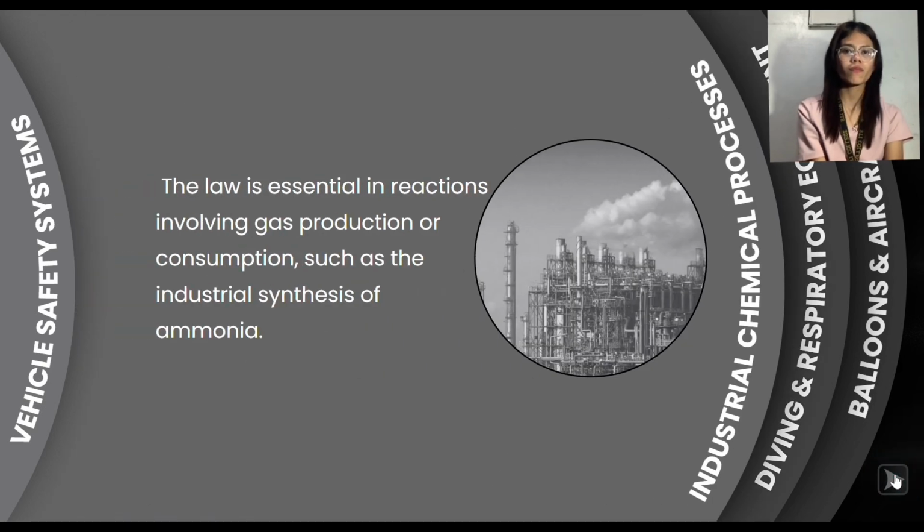Number 3. Industrial chemical processes. Factories create ammonia for fertilizer by mixing nitrogen gas and hydrogen gas. To make this efficient, engineers pump extra molecules of these gases into the reaction chamber. All those added molecules increase the gas volume inside, pushing the gases closer together. This forces more collisions between particles, speeding up ammonia production. Without this, we couldn't grow enough food.